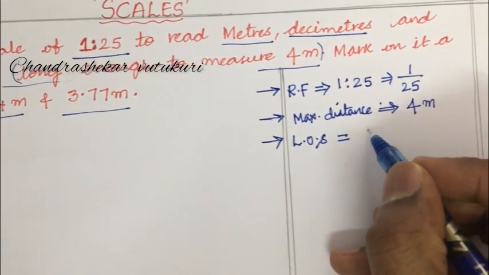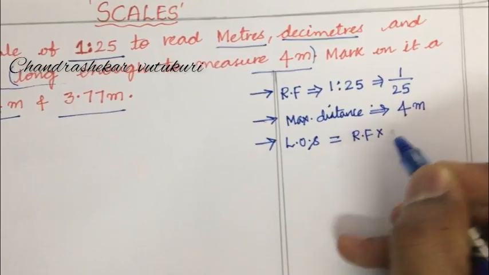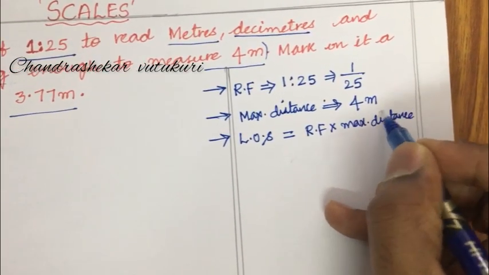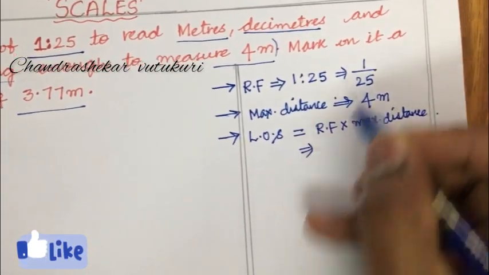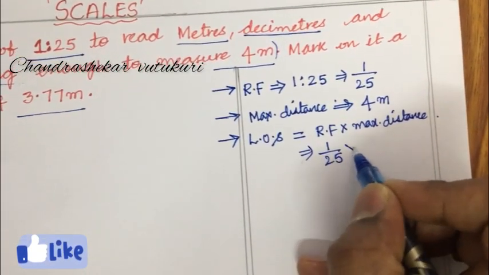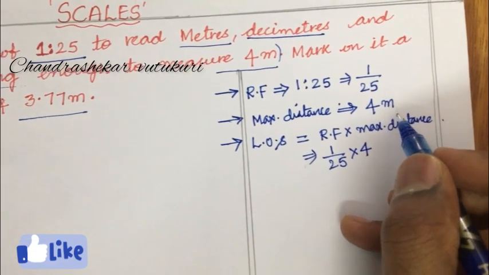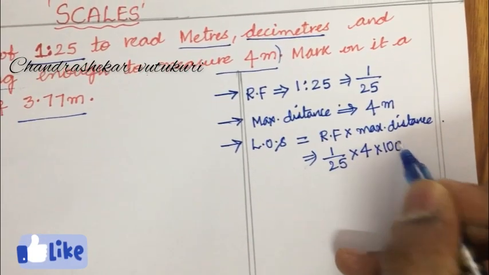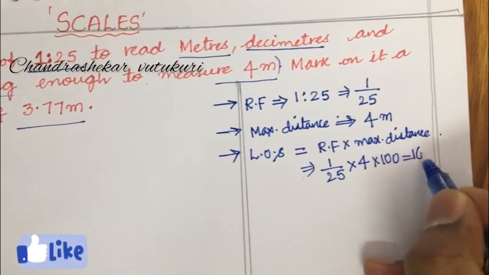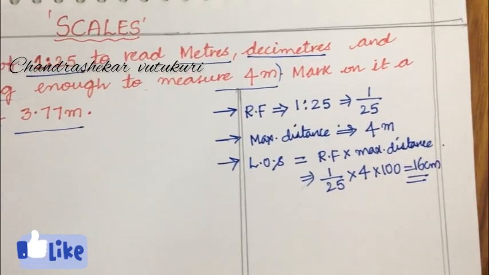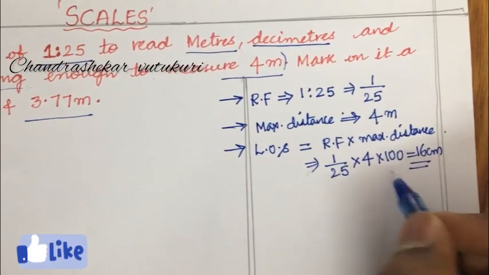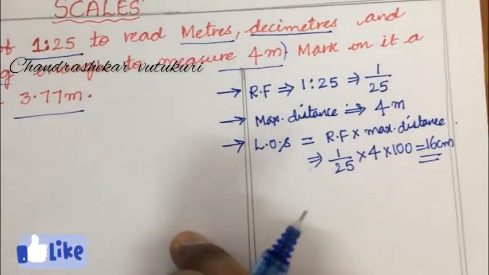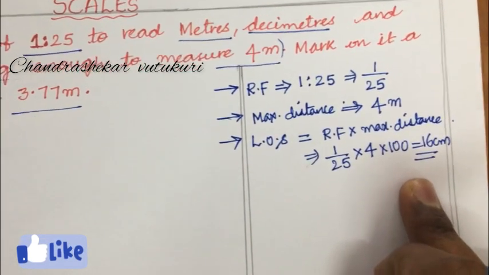The length of the scale is given as RF into the maximum distance. RF here is 1/25 into 4 meters. As my scale is in centimeters, I need to convert 4 meters into centimeters by multiplying with 100, so upon calculation it comes to 16 centimeters, dear students. This is how you are supposed to work out the length of the scale. Taking the length of the scale as 16 centimeters, I can plot a 16 centimeter line on our drafter.